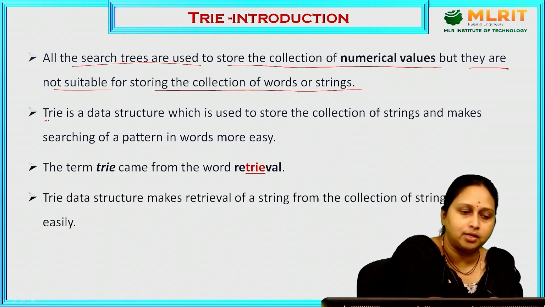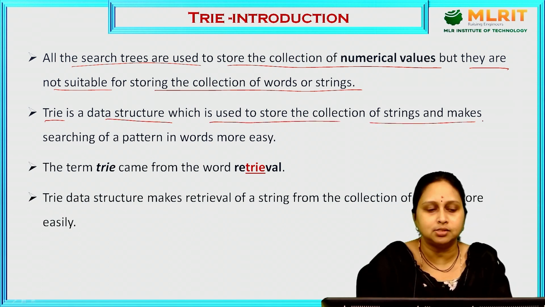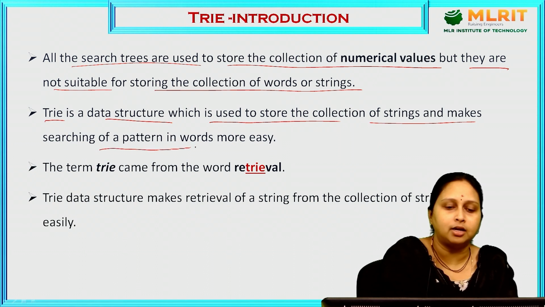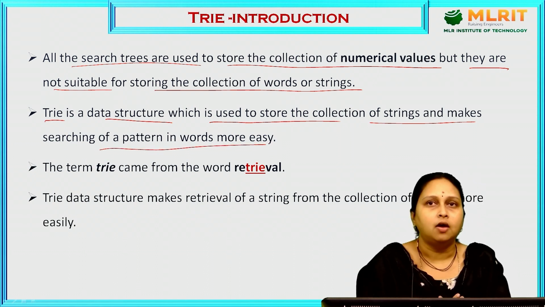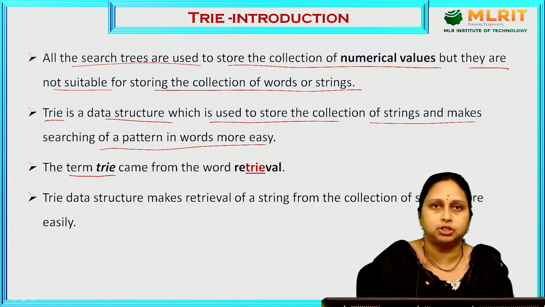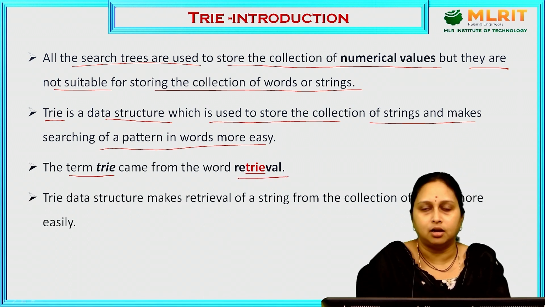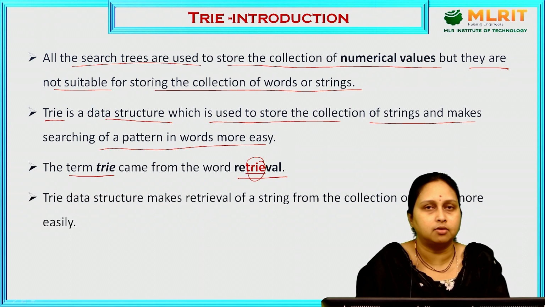What is this TRIE? TRIE is a data structure which is used to store a collection of strings and make searching of patterns in words easier. This TRIE data structure helps us search pattern words very easily. And from where has the term TRIE been taken? It is taken from the word retrieval.